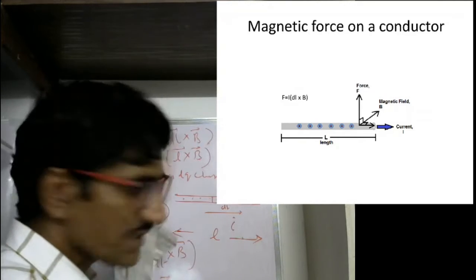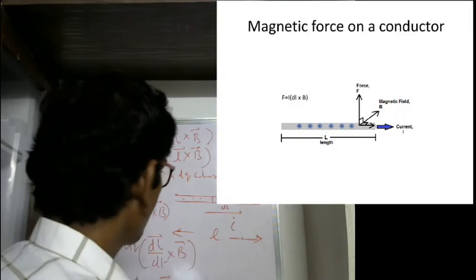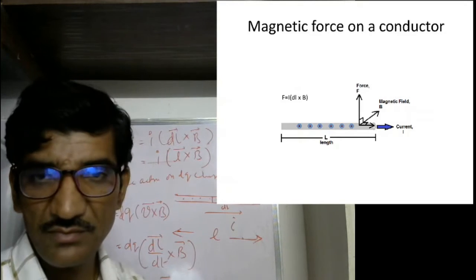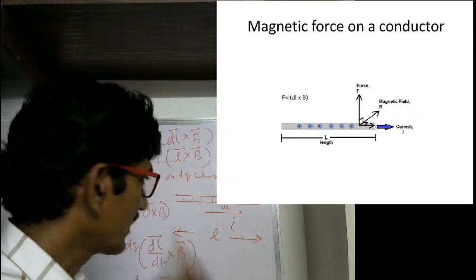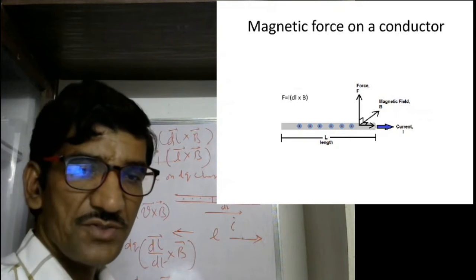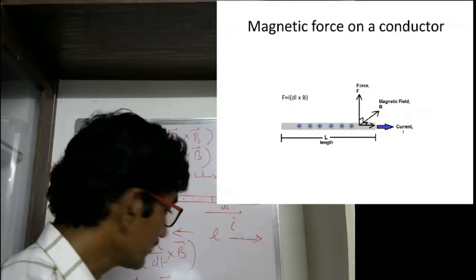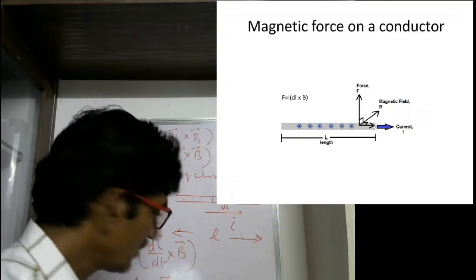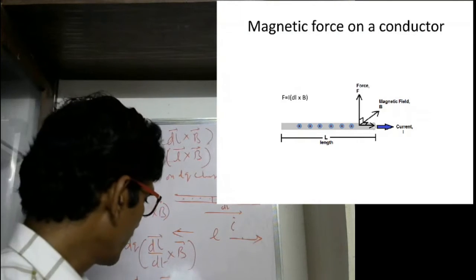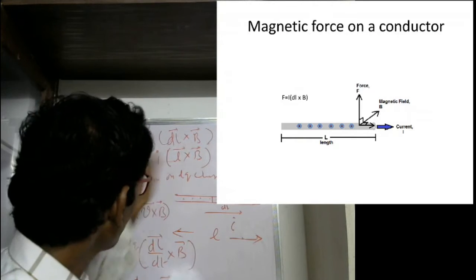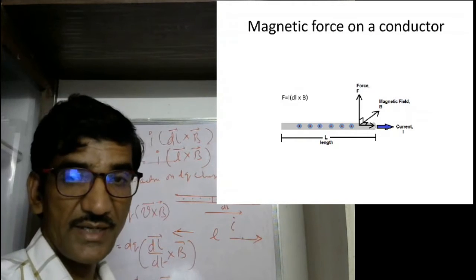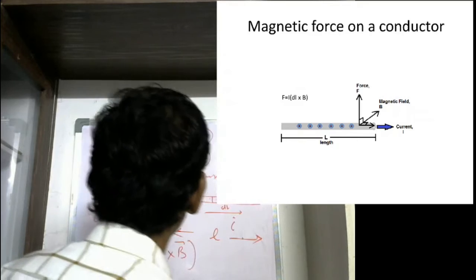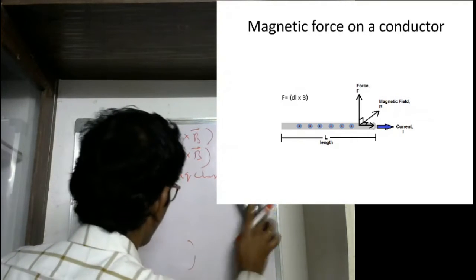Here you are placing this conductor inside the magnetic field. The magnetic field may be in any direction; we do not bother. Then, depending upon the direction of B and dL, we have the entire force. Let us examine this equation.